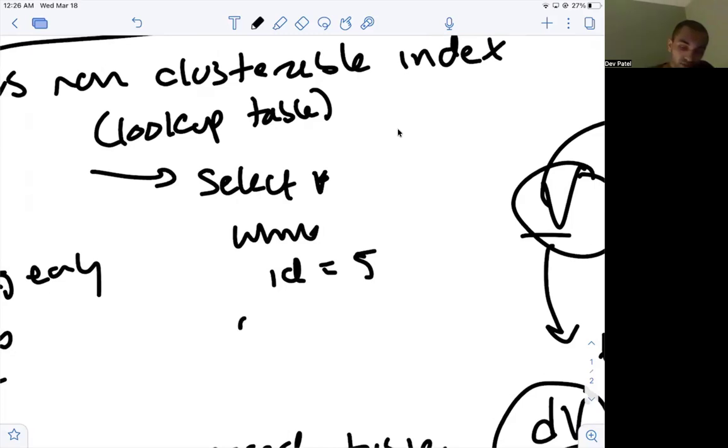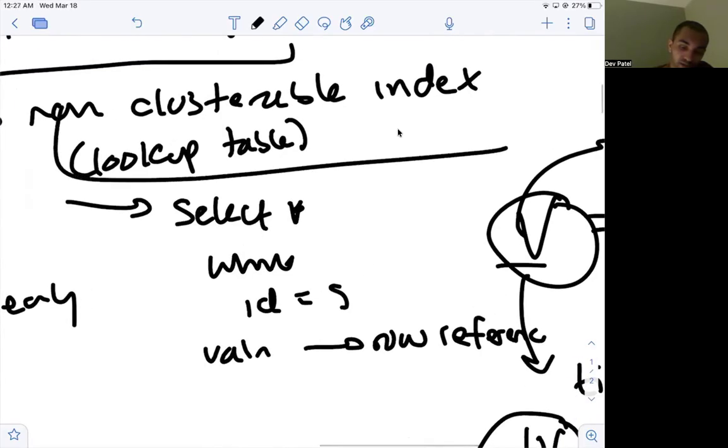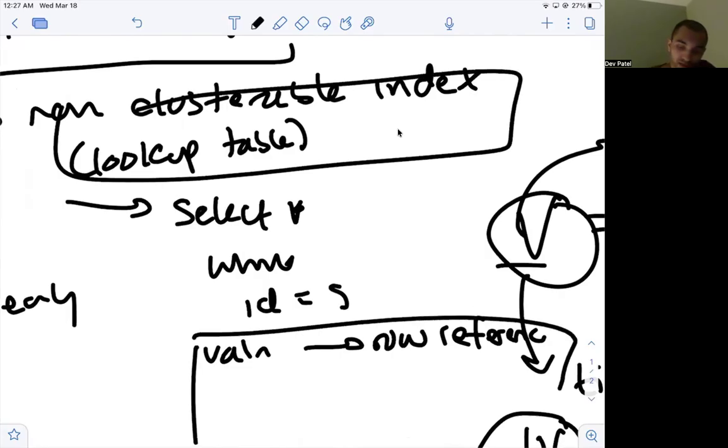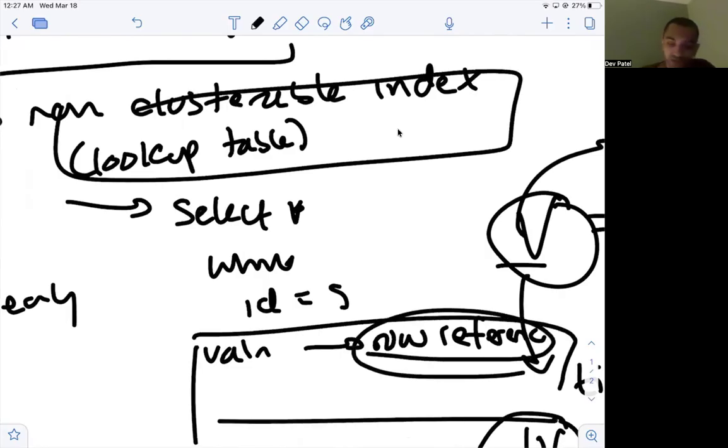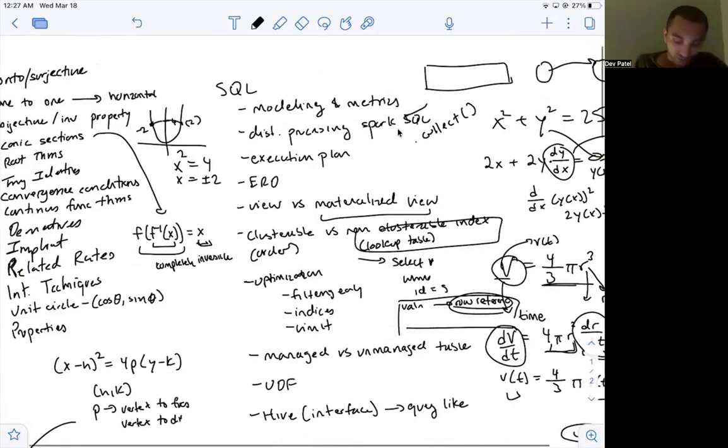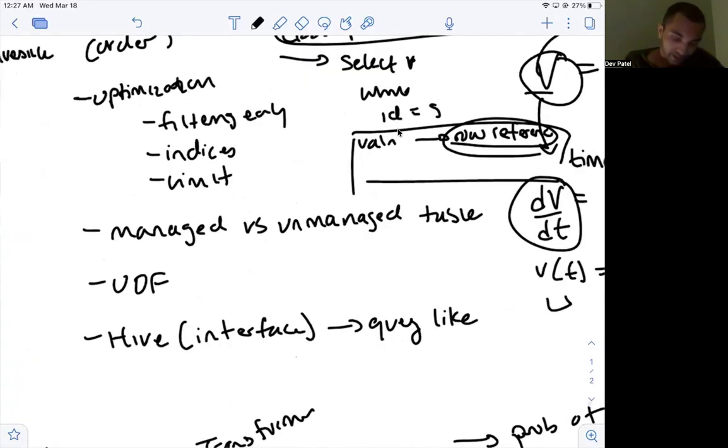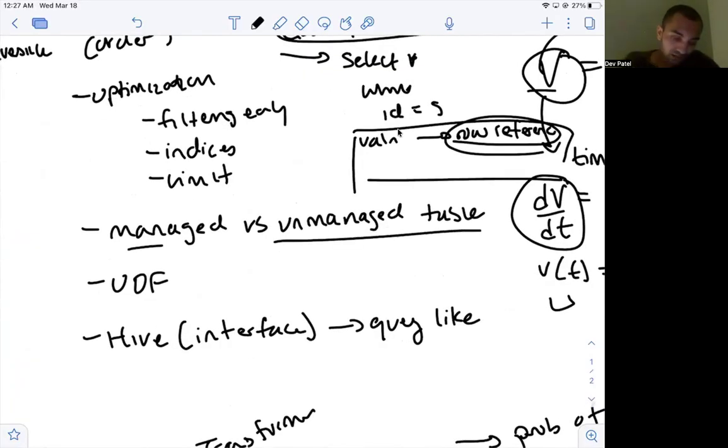point each of the values in the column to a specific row reference. And when it runs the query, it can simply go to this lookup table and directly go to that row reference instead of doing a full table scan that takes up a lot of resources and time. Managed versus unmanaged tables in SQL. Managed tables, Spark actually has access and control over the data. External data, an unmanaged table, is where the data is controlled externally.